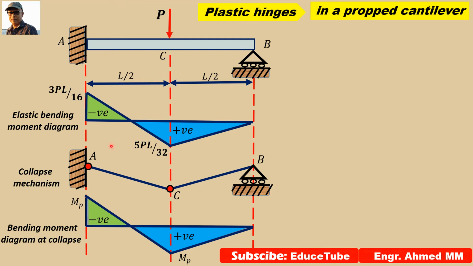But formation of this hinge does not mean that the beam will collapse, because already I told this is a statically indeterminate system. So formation of the first hinge, or formation of a single plastic hinge, does not necessarily mean collapse. Instead, it will behave as a statically determinate beam with a point load at C.